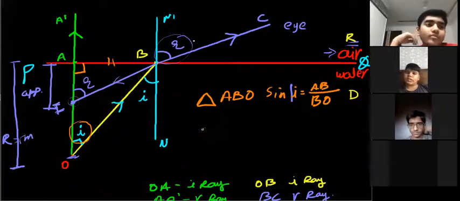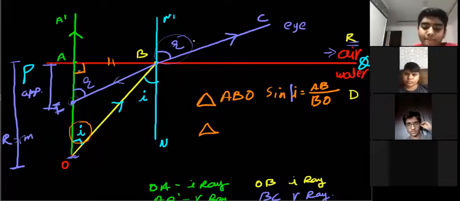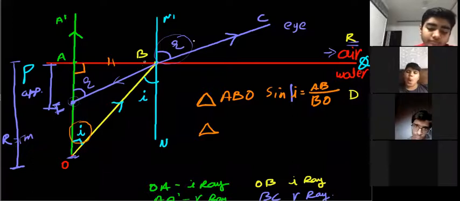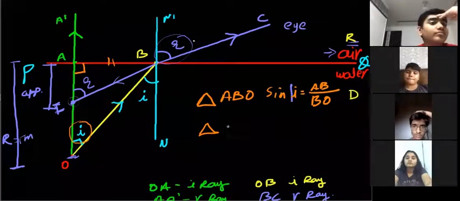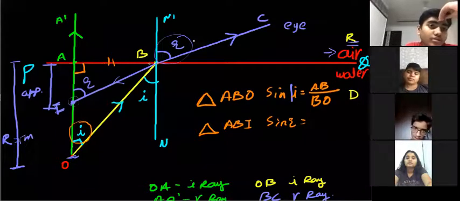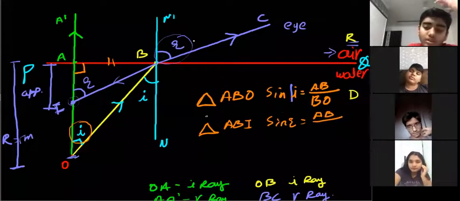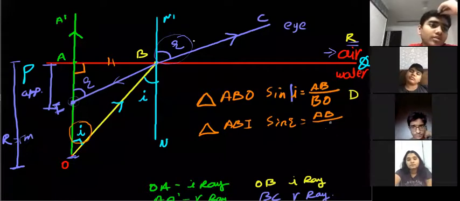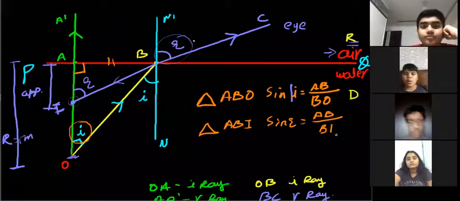Now let's find in triangle ABI. ये छोटा वाला triangle ABI. Sin R equals to, again ये रहा R, opposite which is AB, right? AB upon hypotenuse क्या होगा? BI upon BI. Everyone clear? I'm just finding the value.